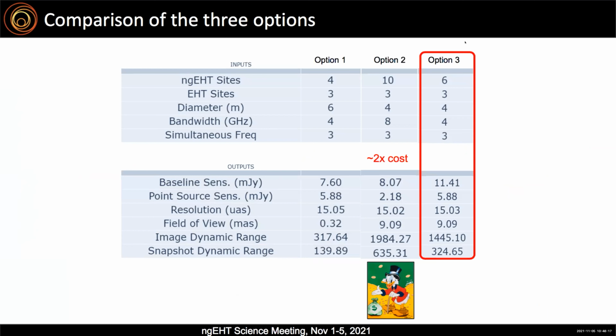Options 1 and 3 were equal cost. Option 2 was pretty much exactly twice the cost. One of the things that we were most interested in was having a very good dynamic range, both in terms of the image and in terms of the snapshot itself. This is because we're primarily concerned with strong gravity. So we're looking at things that are very close to the event horizon. This is where we really want to hone in on. Option 2 offered the best dynamic range, but at quite considerable cost.